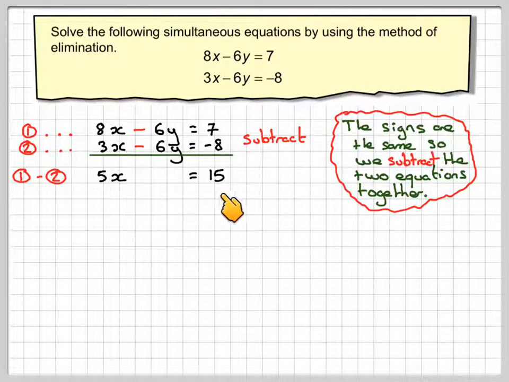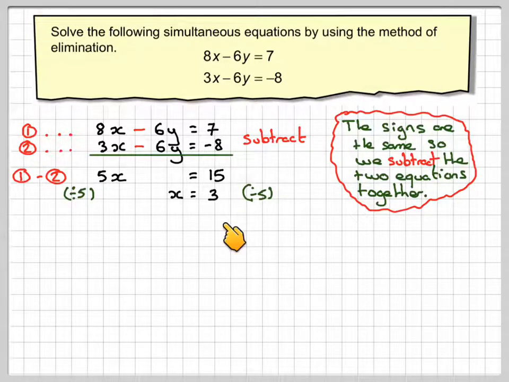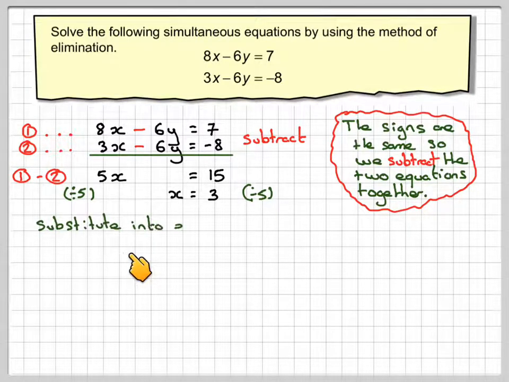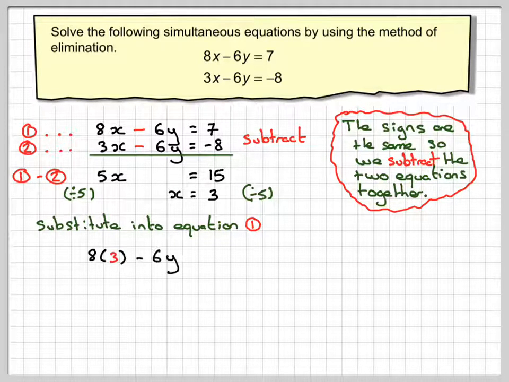Now dividing both sides by 5, we're going to get that x is equal to 3. So what we do is the same as before. We substitute into one of the two equations, normally equation 1. So we're going to get 8 times 3 minus 6y is equal to 7. 8 times 3 is 24, minus 6y is equal to 7.